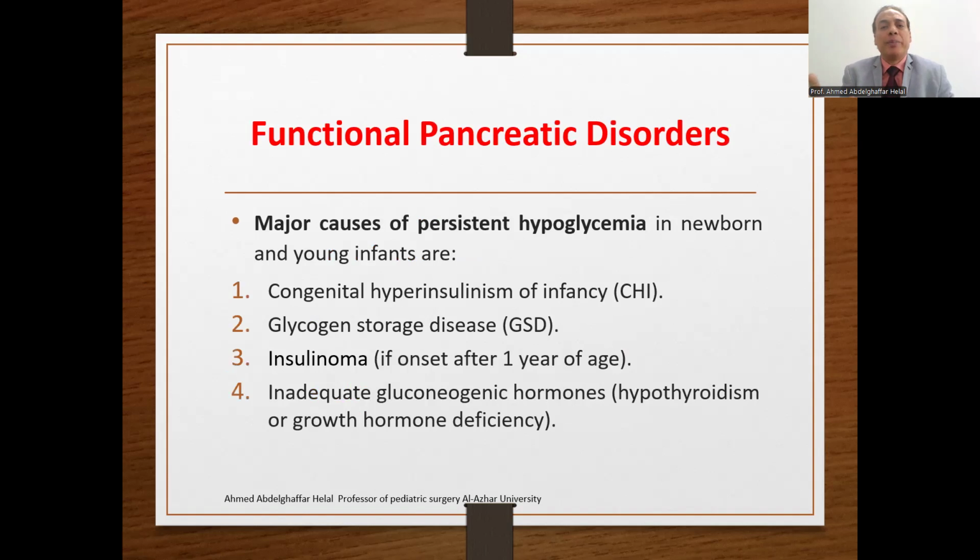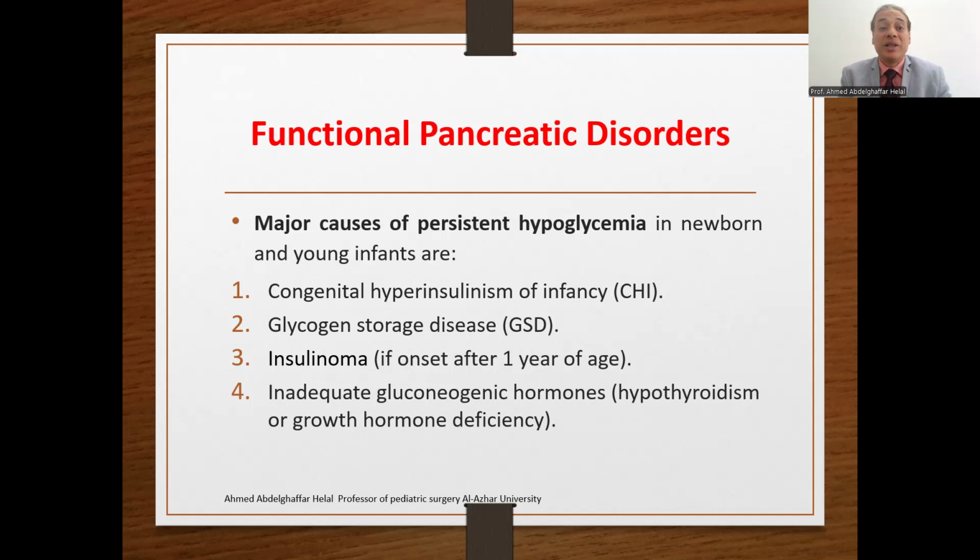Now we will go to an important topic of the presentation today, which is a functional pancreatic disorder, in a unit born with severe hypoglycemia that is not corrected. Severe hypoglycemia may be transient or persistent. So the major causes of persistent hypoglycemia in the newborn and young infant are congenital hyperinsulinism, CHI, glycogen storage disease, insulinoma if the onset is after 1 year of age, and inadequate gluconeogenic hormones like hypothyroidism or growth hormone deficiency.